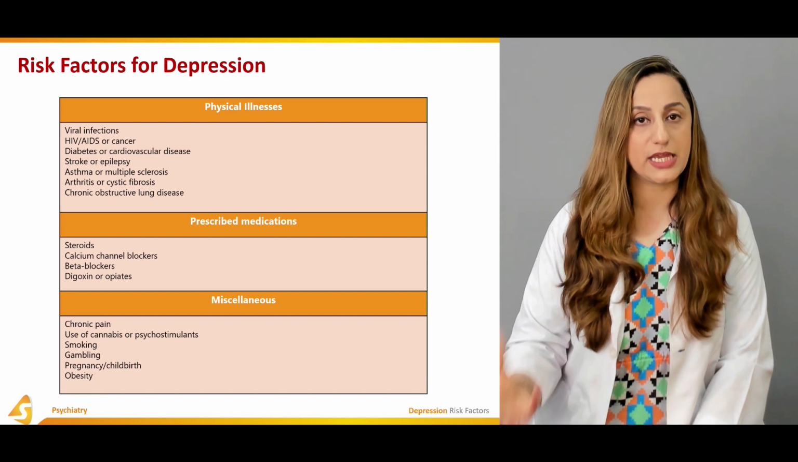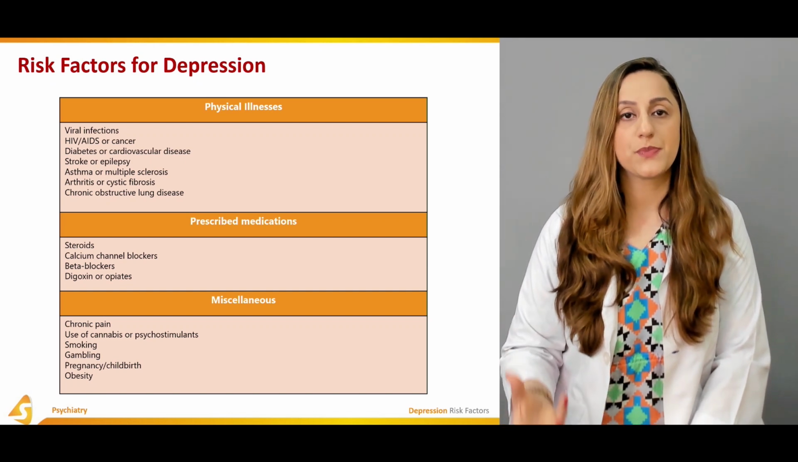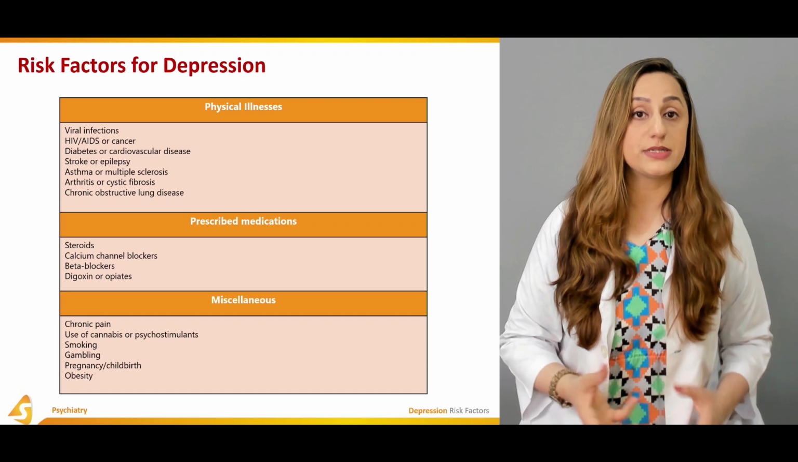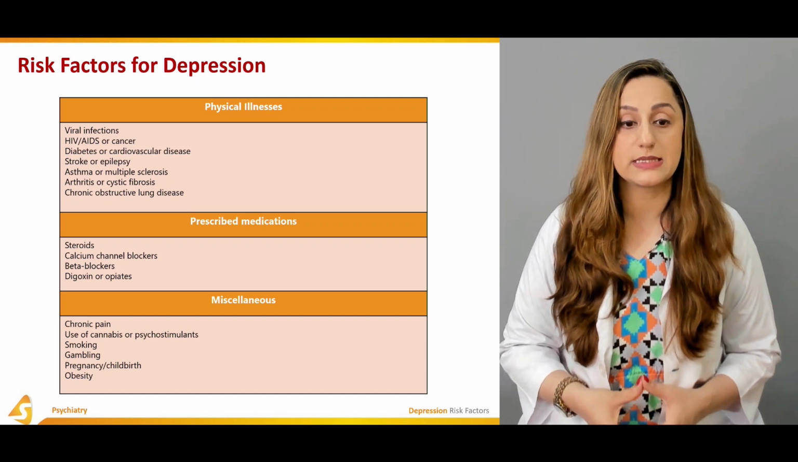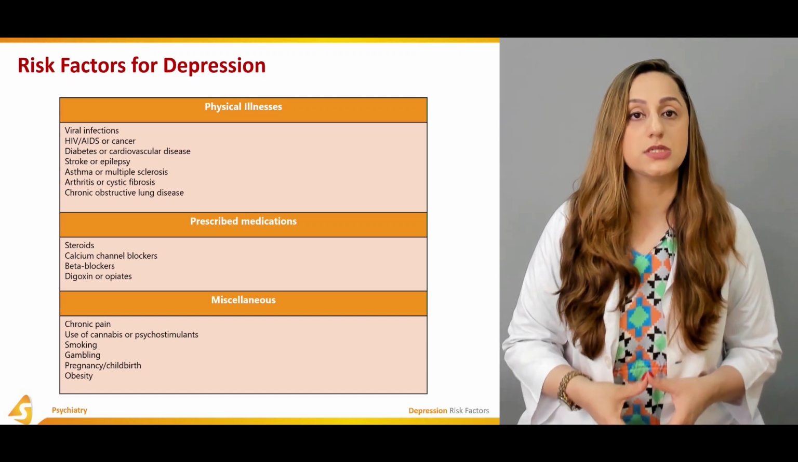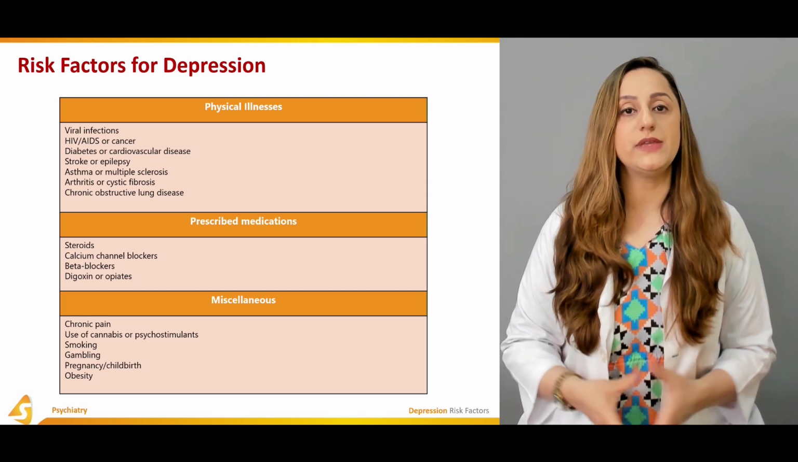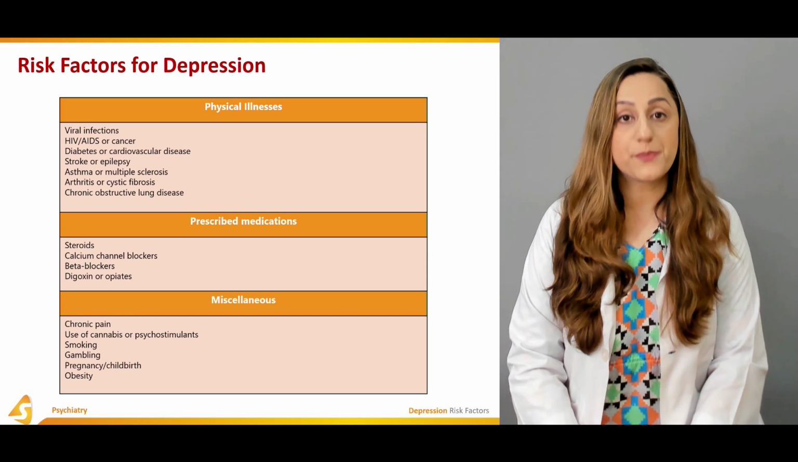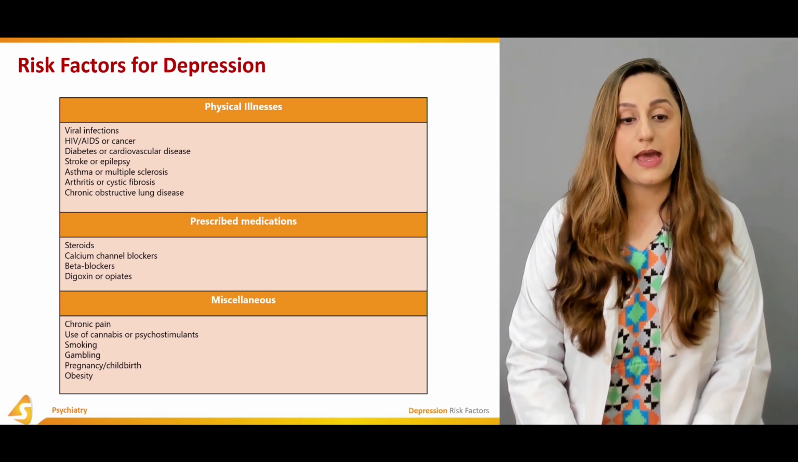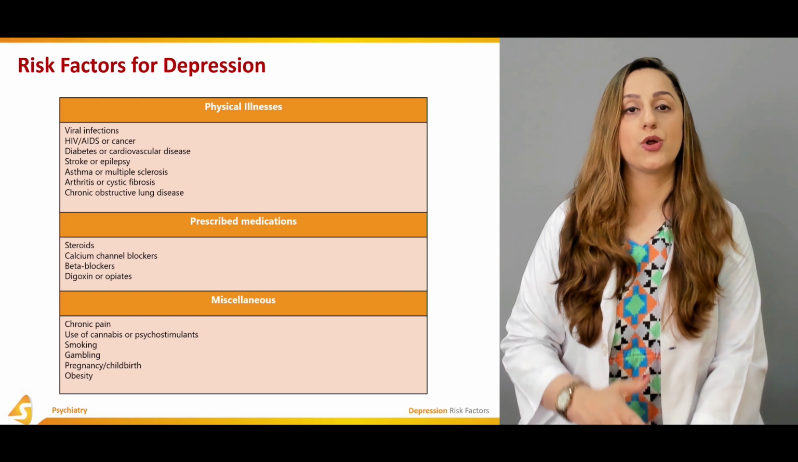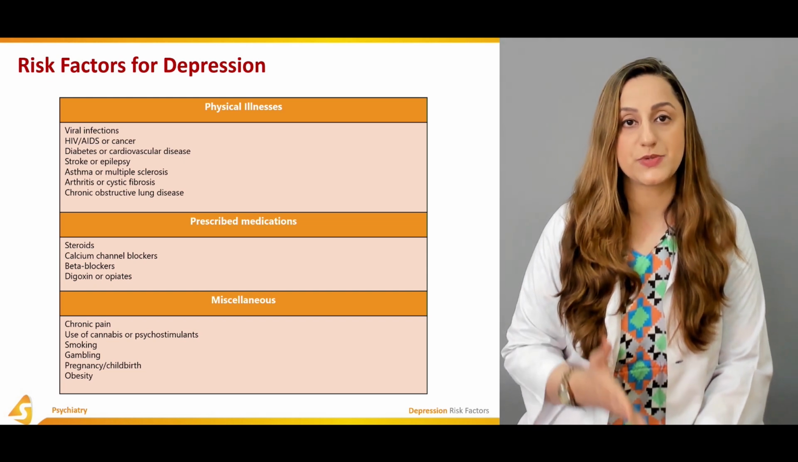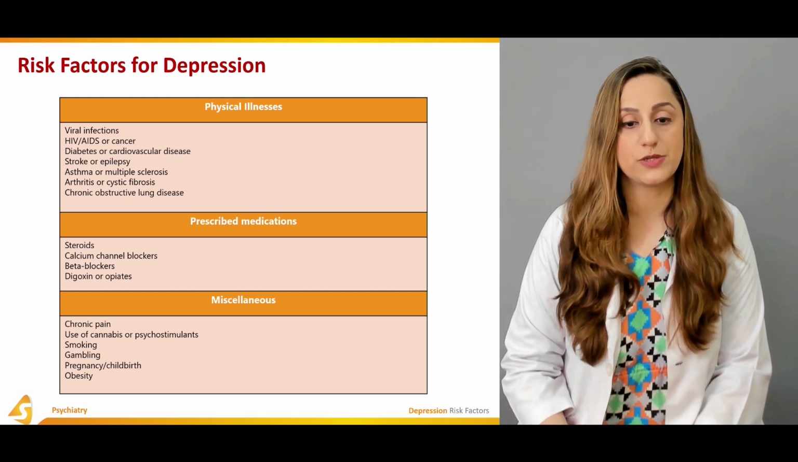Then the prescribed medication. A lot of medications can be the etiology of depression. Steroids are usually the cause in a lot of cases. And then we can have calcium channel blockers, beta blockers, digoxin and opiates. All of these are basically depression causing agents, and sometimes individuals who are on long-term therapy with these drugs present with a depressive episode.